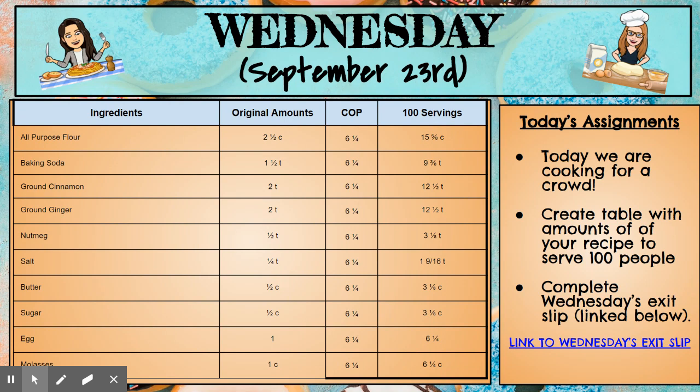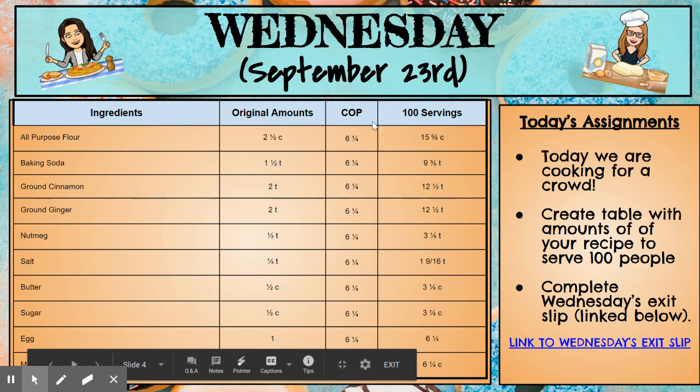While we did that, we determined that in order to serve a crowd of 100 people, we had to take the original amounts. Our original recipe served 16, and we had to figure out what we needed to multiply that by to serve 100, and we got 6 1/4. You probably got something different.